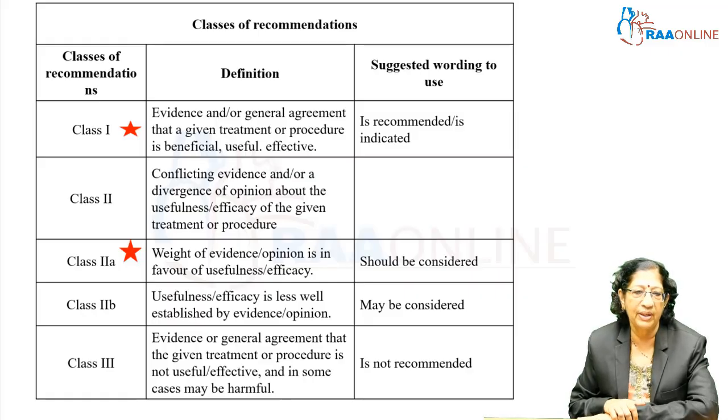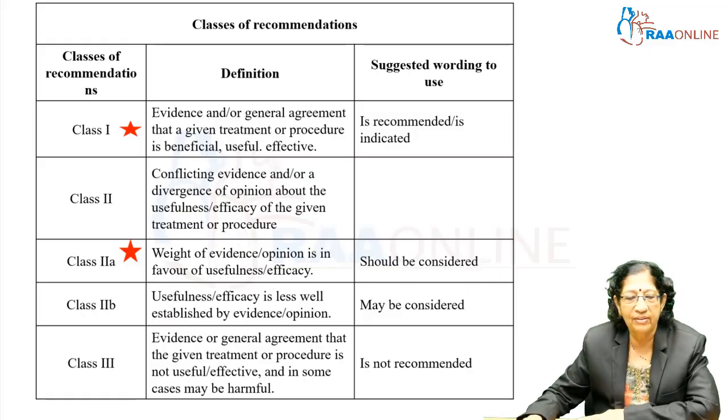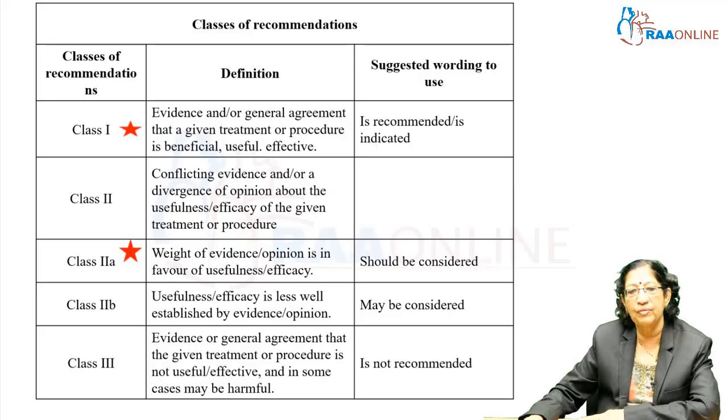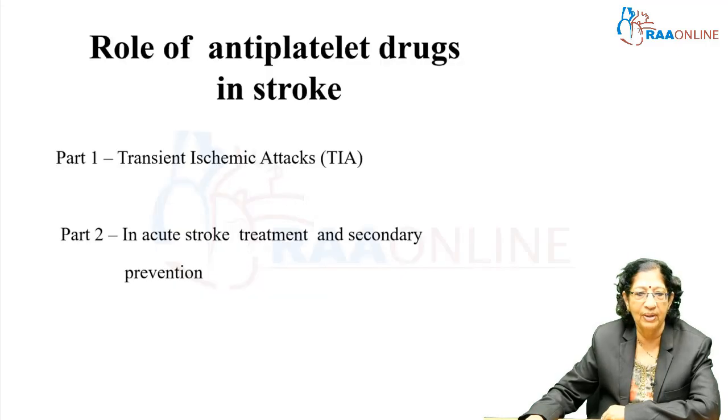And when you come to the recommendations, there are 3 different classes of recommendations: class 1, class 2, A and B, and 3. Class 1 means that treatment is recommended or is indicated. Class 2A, you have weight of evidence or opinion in favor of usefulness or efficacy, but can be considered. Whereas class 2B, usefulness or efficacy is less well established but may be considered. Class 2A should be considered, class 2B may be considered, class 3 is not recommended.